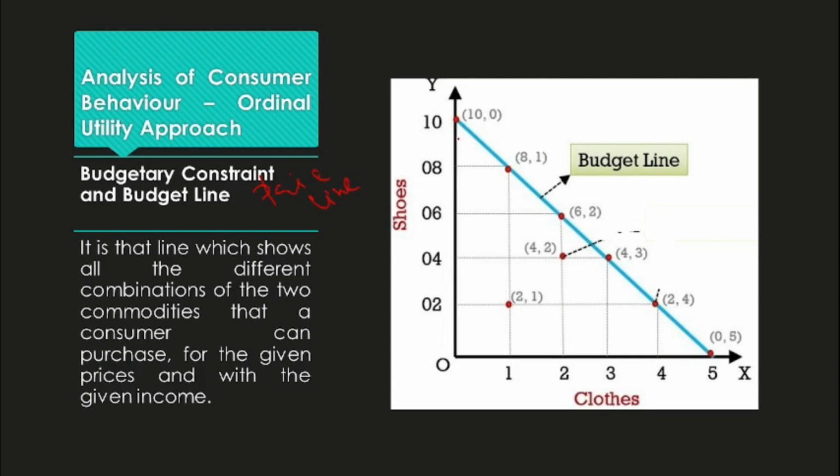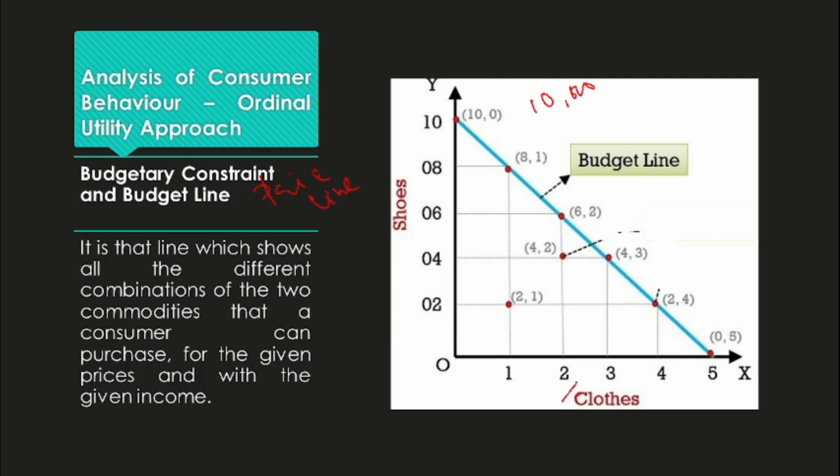Suppose, let's say, a person has an income of rupees 10,000 per month. And if the price of each pair of shoes is, suppose, 1,000 rupees, then with that income of 10,000, if he wants to purchase only shoes with all of his income, he may get 10 pairs of shoes. But at that time he will have no money left to buy any other thing.